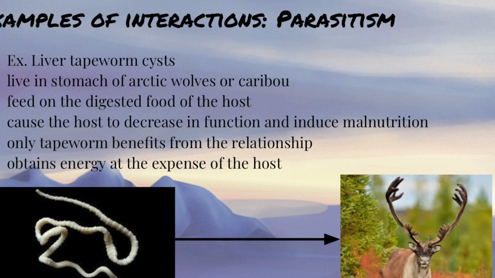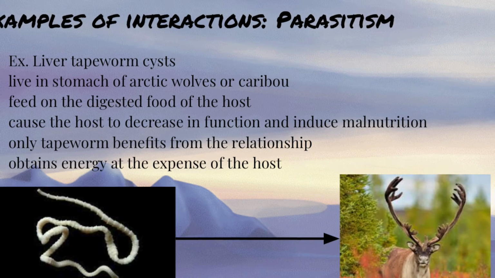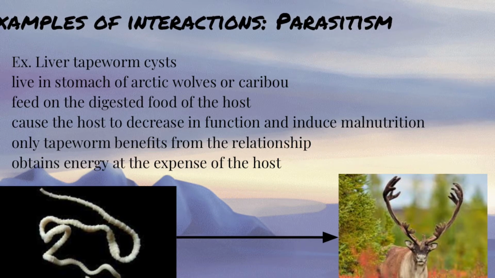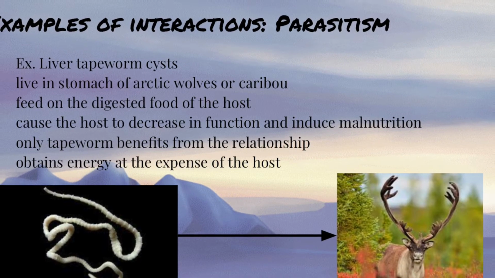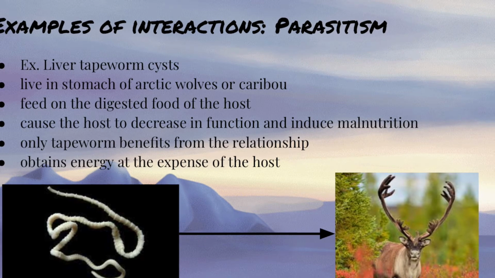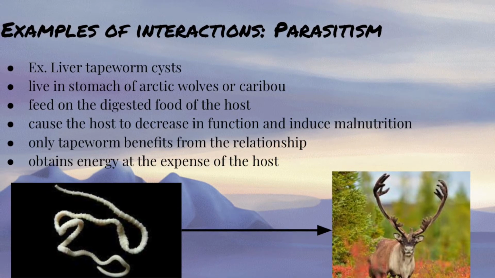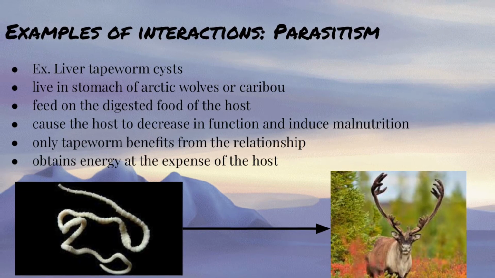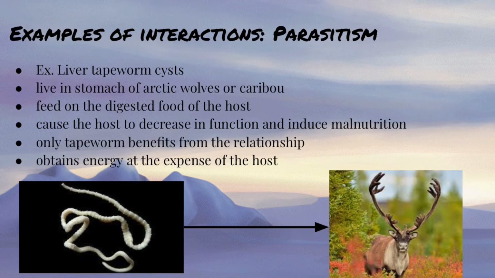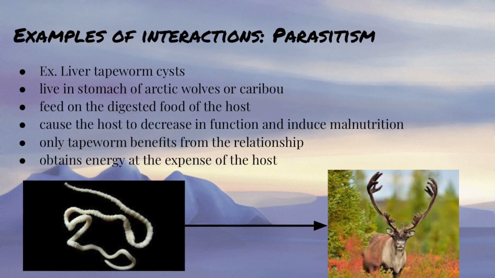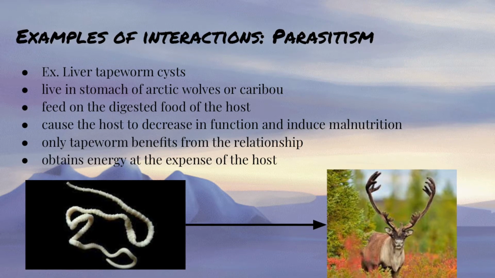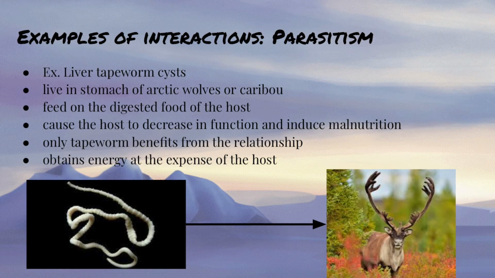The next interaction is parasitism. An example of this would be liver tapeworm cyst. They live in the stomachs of Arctic wolves or caribou. This is an example of parasitism because only the tapeworm benefits from the relationship between the two. The tapeworms feed on the digested food of the host, causing the host to decrease in function and induce malnutrition. The tapeworm obtains energy at the expense of the host.